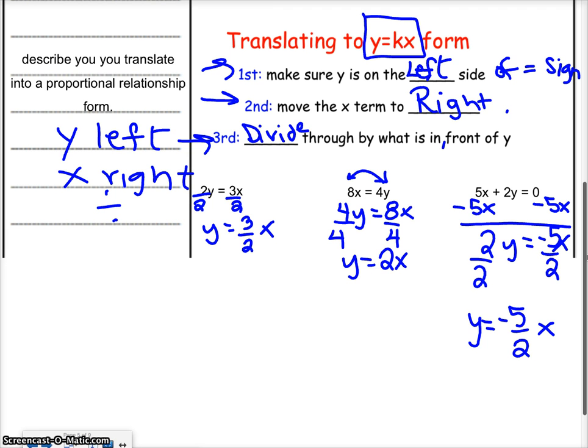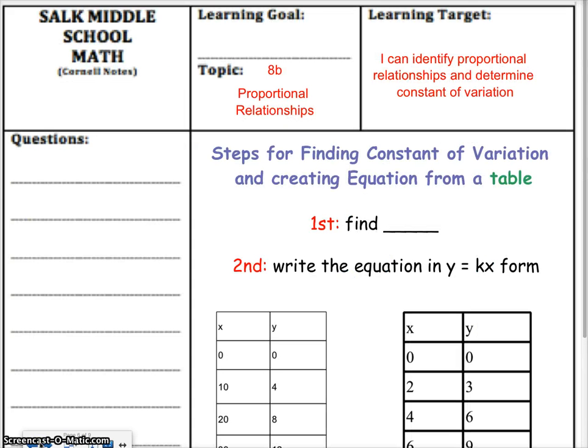How come it's negative 5 over 2? Because this is a positive 5x, and if I want to move it, I have to do the opposite, or the inverse. So the inverse of positive is subtracting. Okay? All right, next.